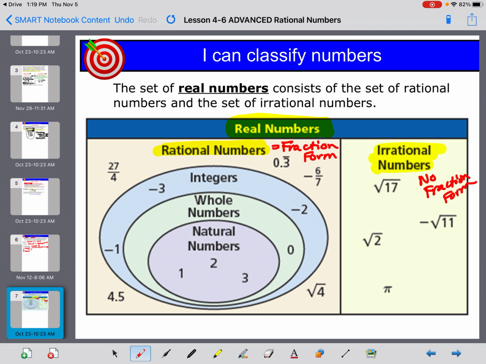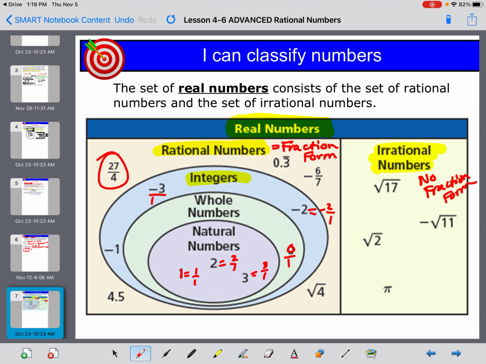All right, so notice that you have your integers, which is positive and negative whole numbers. And this could be -2 over 1. This could be -3 over 1. You've got your whole numbers, 0, which is the same as 0 over 1. Natural numbers are your counting numbers. 1 is the same as 1 over 1. 2 is the same as 2 over 1. 3 is the same as 3 over 1.